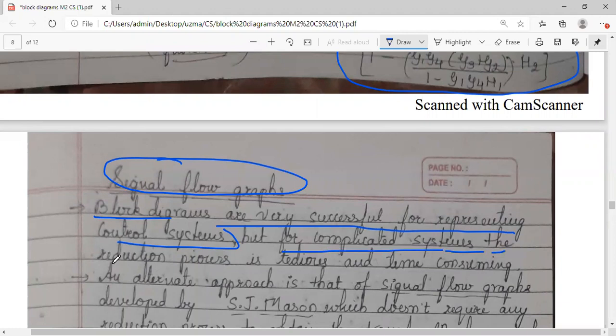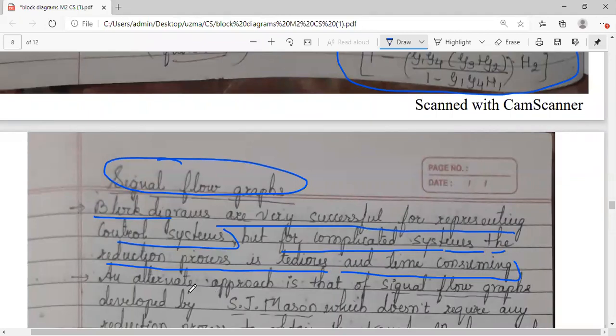However, if the given block diagram has many interconnections, many summing points, many takeoff points, the reduction process can be cumbersome. It can be a tedious and time-consuming process. That is one disadvantage with the block diagram. The process is tedious while we go for block diagram reduction.